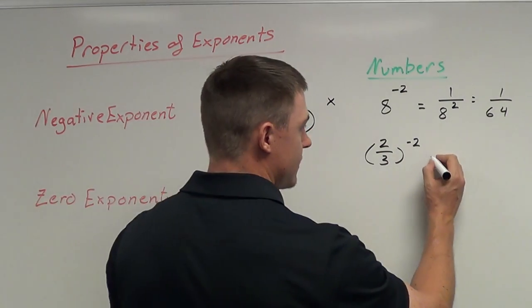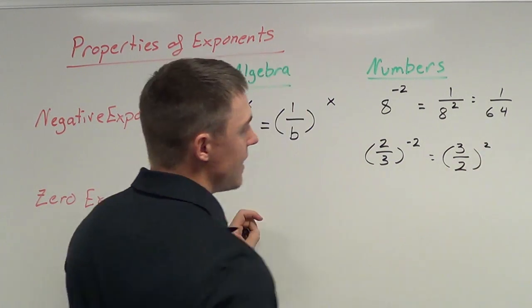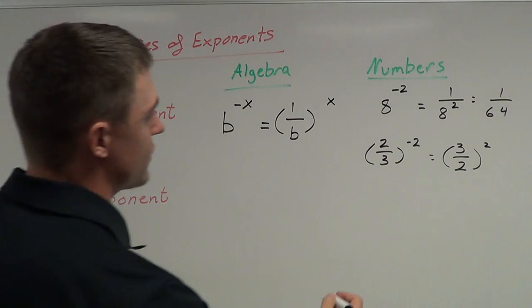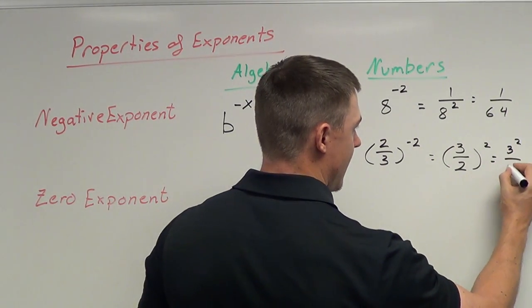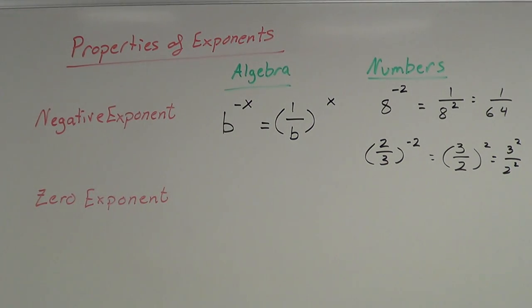So take the base, flip it, and now your exponent is positive. So that actually becomes, if we can see it on the edge of the board here, 3 to the second over 2 to the second. Okay, I won't evaluate that one. Actually, it'd be 9 over 4, simple enough. We're just doing the basics behind this.